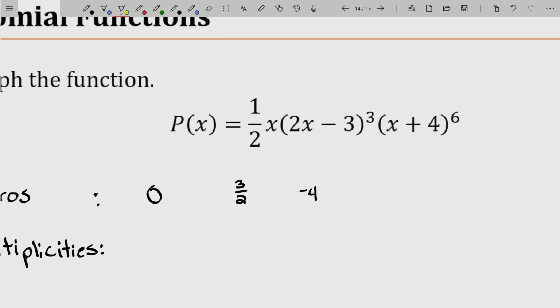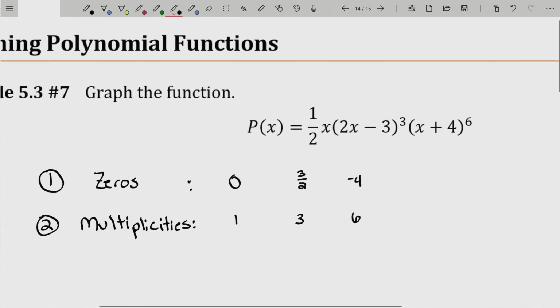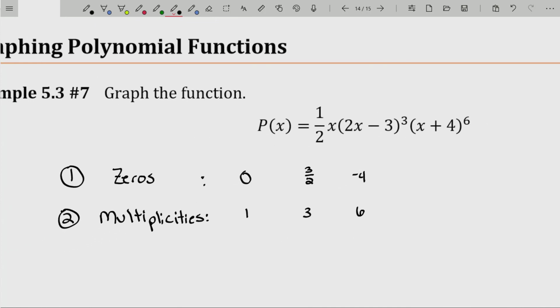So for example, the power on the factor of x minus 0, or the power on x itself, is just 1. And the power on the factor of 2x minus 3, that gave us the 0 of 3/2, is 3. And the power on the factor of x plus 4, which gave us the 0 at x equals -4, is 6. So it's pretty simple if you have things pre-factored to state the zeros and their multiplicities.